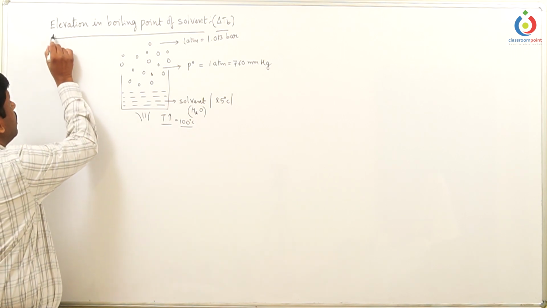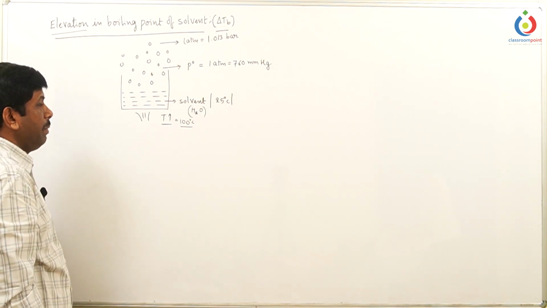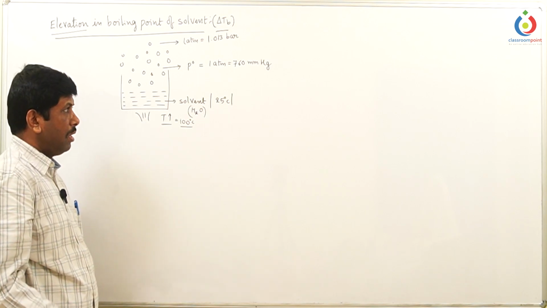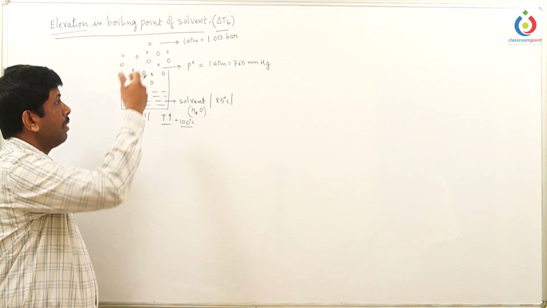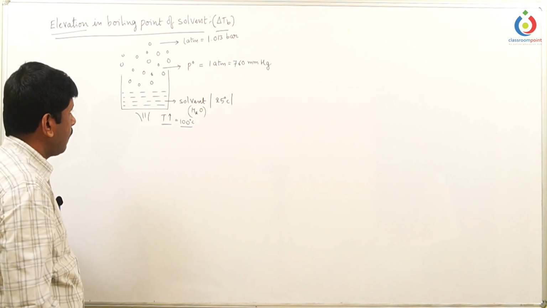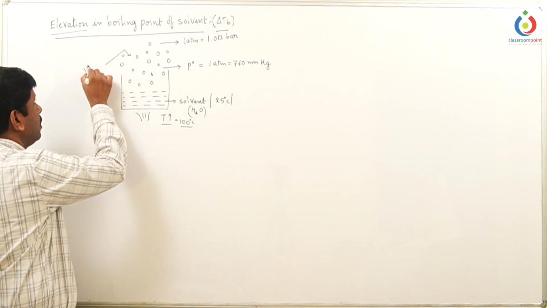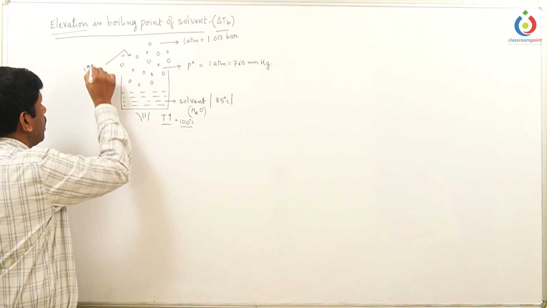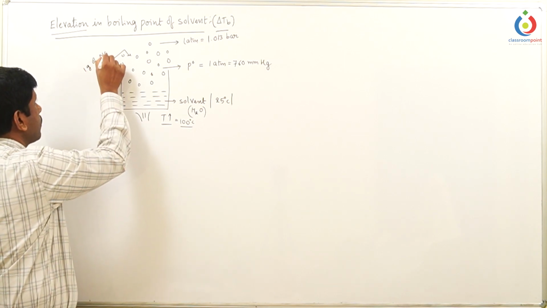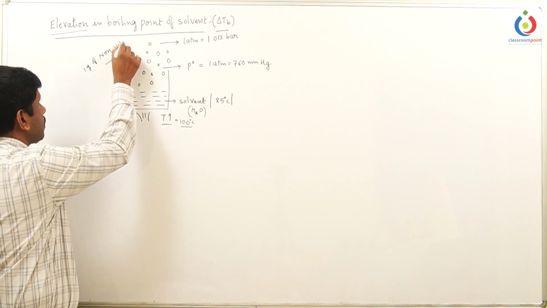Now here the concept is about the elevation, that means increase in the boiling point. So how is the boiling point of the solvent increased? Let us add some amount of non-volatile solute. So I am taking 1 gram of non-volatile solute.